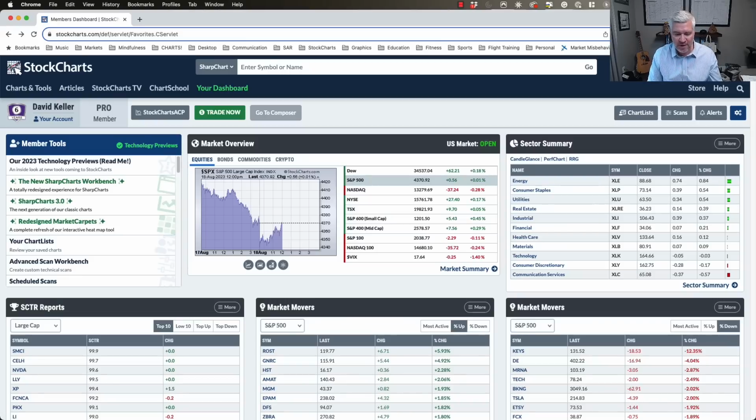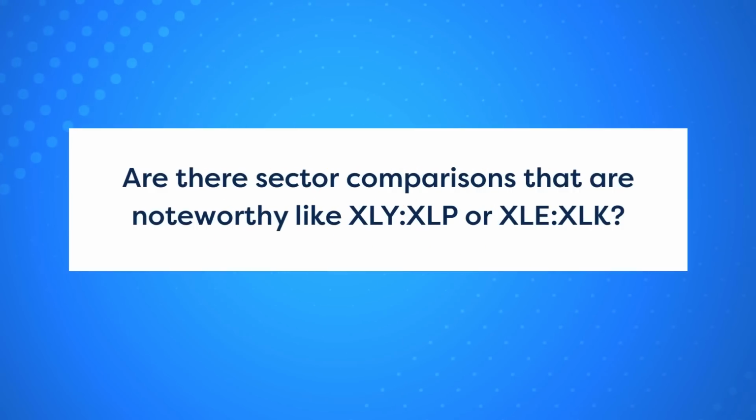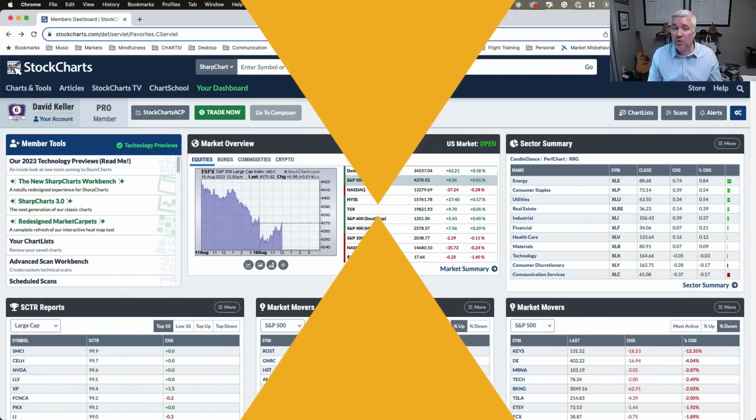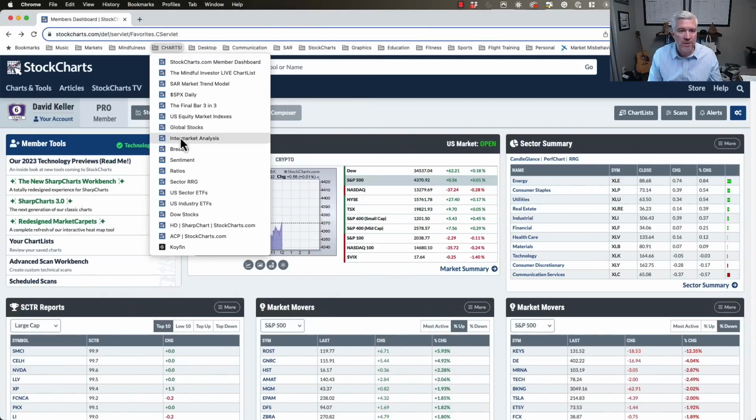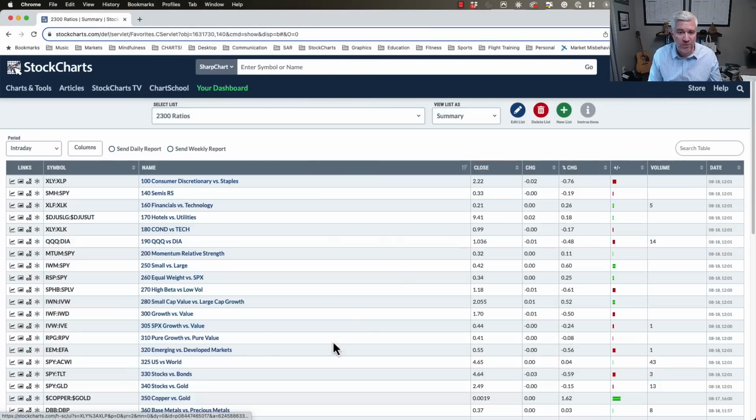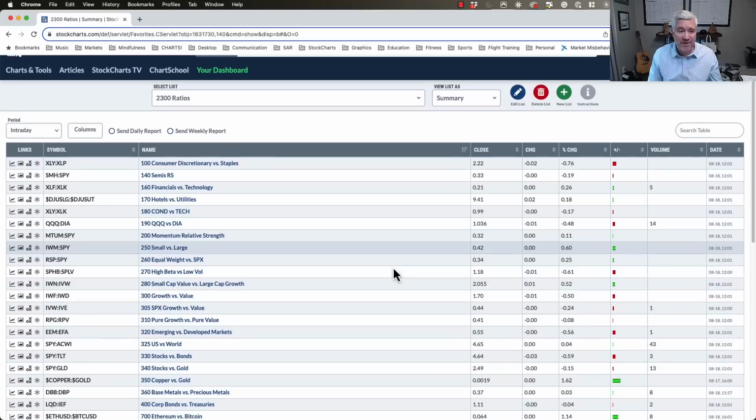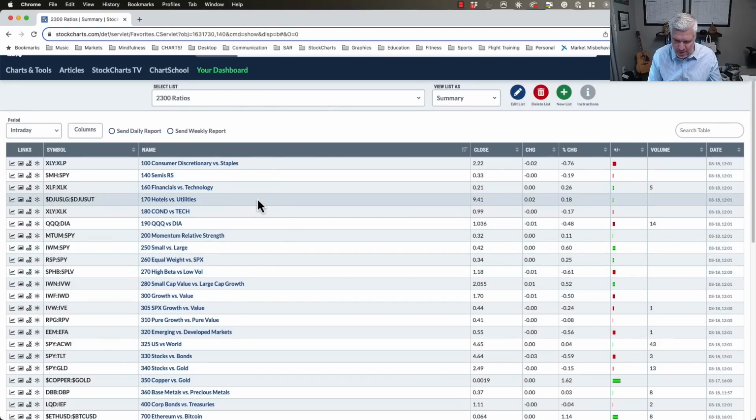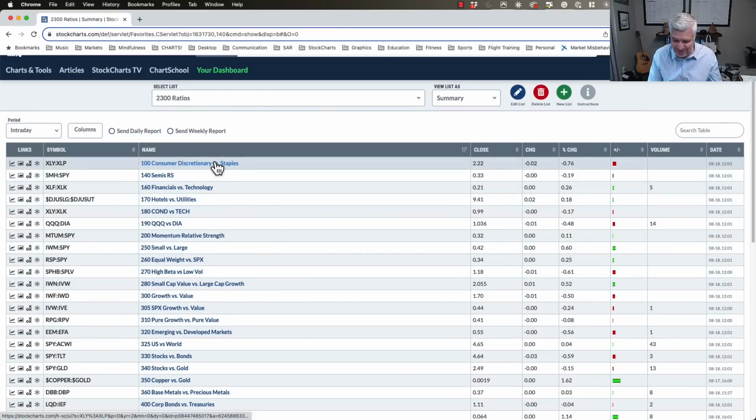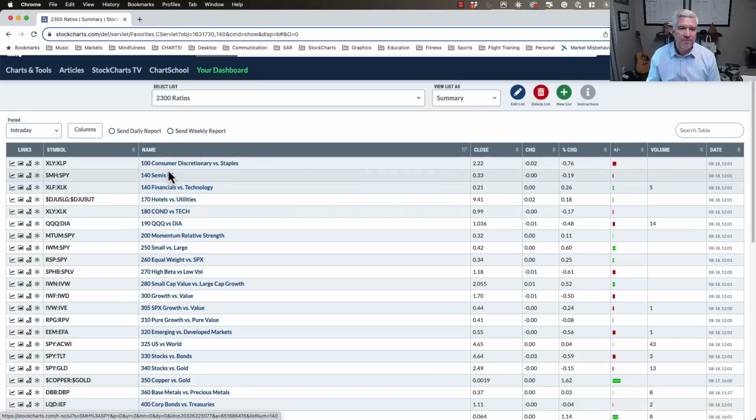That was my 5 minutes on allocation. I hope that's helpful. Next question, Dave, are there sector comparisons that are noteworthy, like XLY to XLP or XLE to XLK? I really love that question, thinking about ratios. I have a whole chart list called ratios. And I actually include some of these that you asked about, XLY to XLP. That's the first one. I don't have energy versus technology, but I do financials versus technology. You can look at a lot of different ratios. These are just some of the ones that I found most helpful.